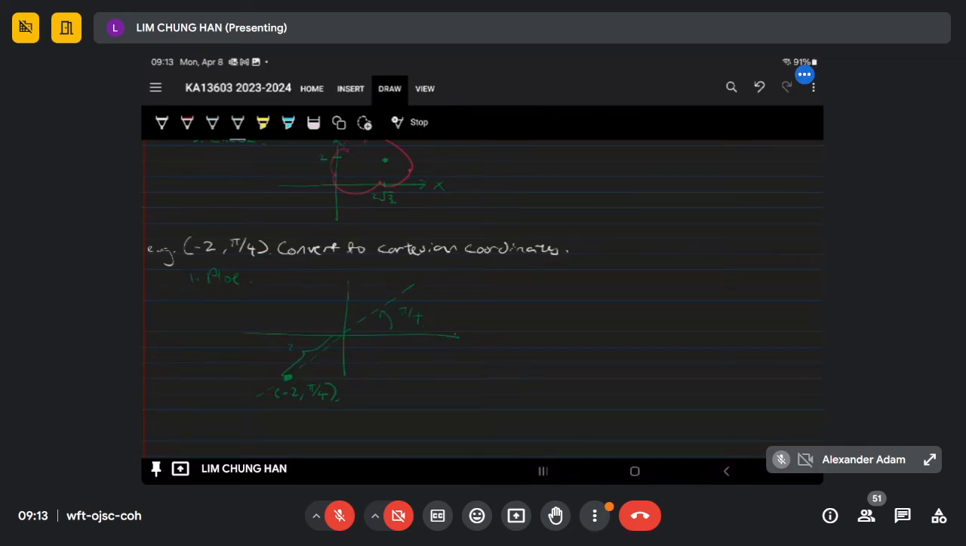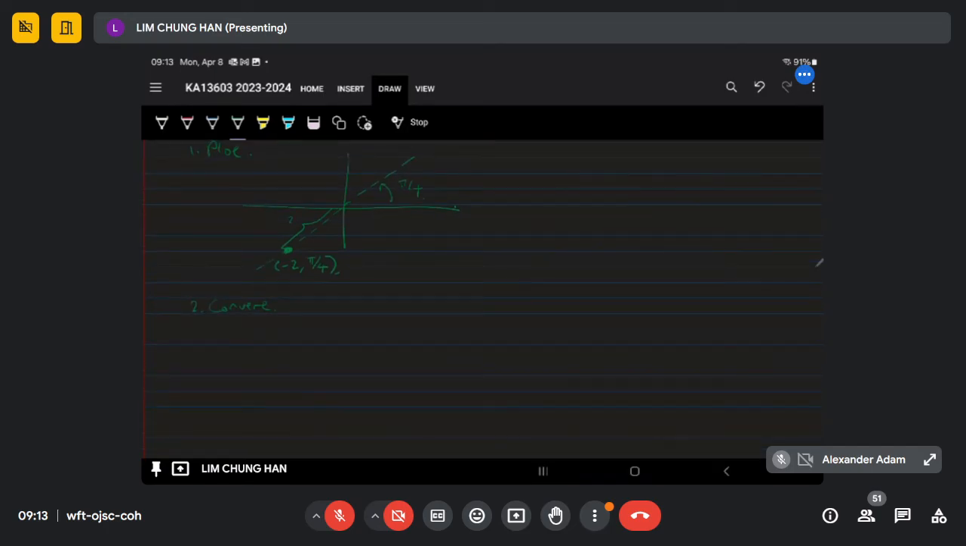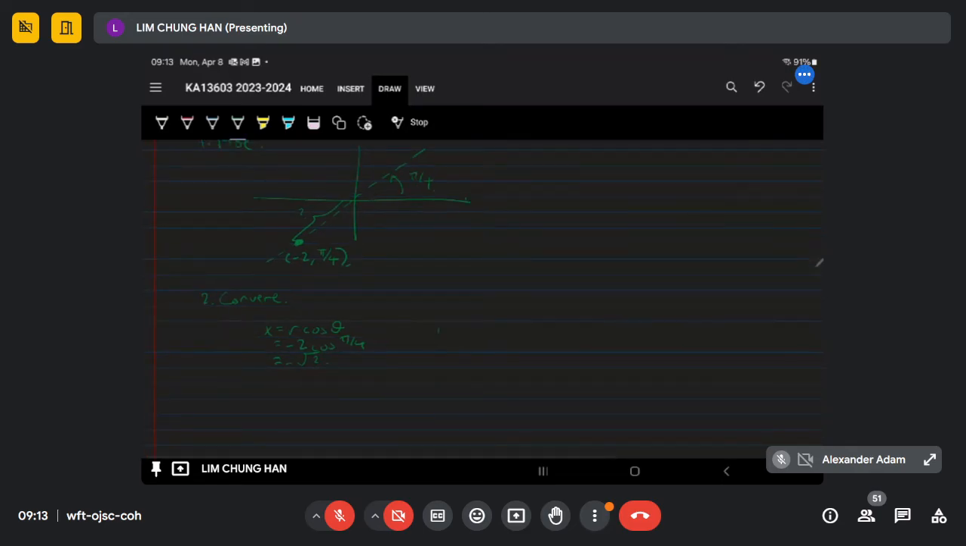Okay, so next, convert. How do you convert it? Simple. You can use the exact same formula. x is equal to r cos theta. So it's -2 cos pi over 4. What does that give you? Negative square root 2, yep. And y, you also get negative square root 2, right?